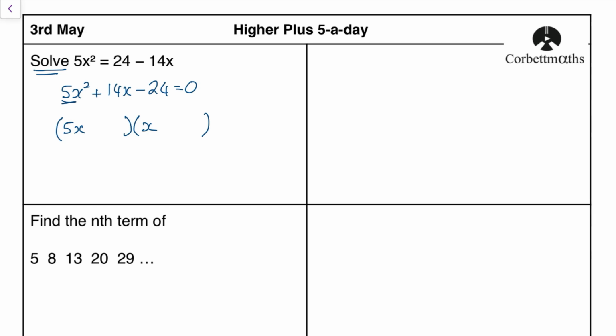Anyway, 5x is only going to be 5 and 1, so hence I can put 5x and x. I can see it's a negative 24, so it means one of these is going to be a negative, and I don't know which one. And then think about what the factors of 24 are. So there's 8 and 3, 6 and 4, 12 and 2, and 24 and 1. I'm guessing 6 and 4, and I know 5 times 4 is 20, and 20 minus 4 is 14, so I think it's going to be plus 4 and minus 6.